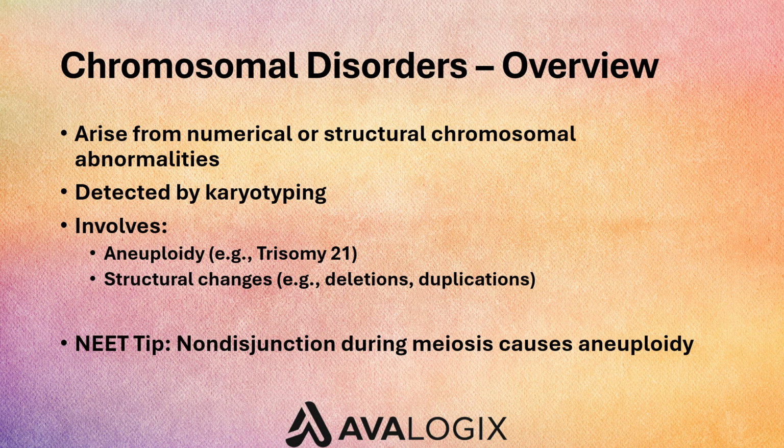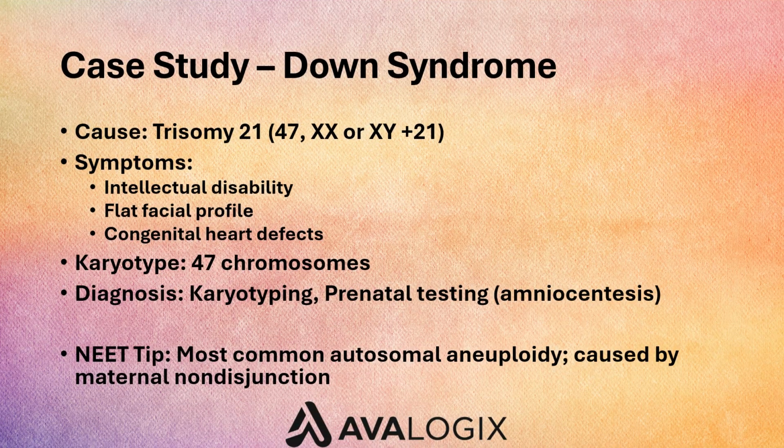These are typically diagnosed by karyotyping, which provides a full chromosomal profile and may be supplemented by FISH or array CGH for smaller changes. Alright class, let's dive into a classic example of a chromosomal disorder, Down syndrome.